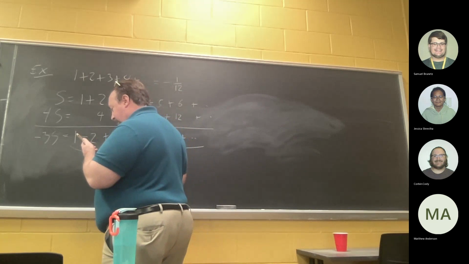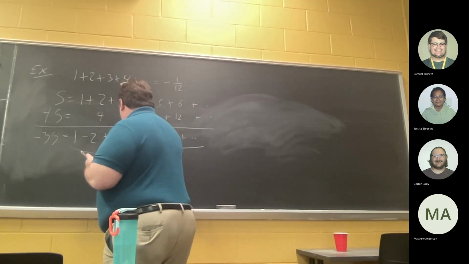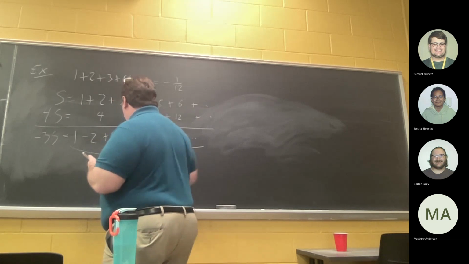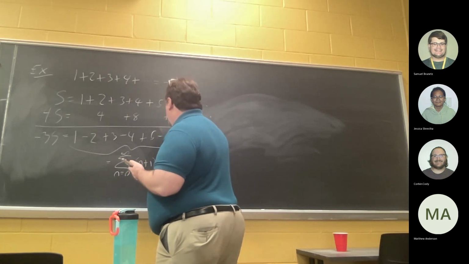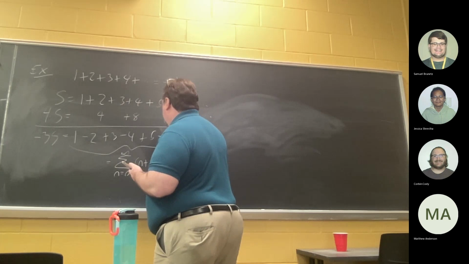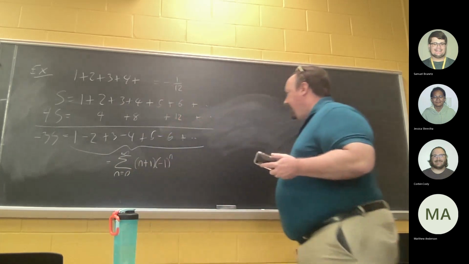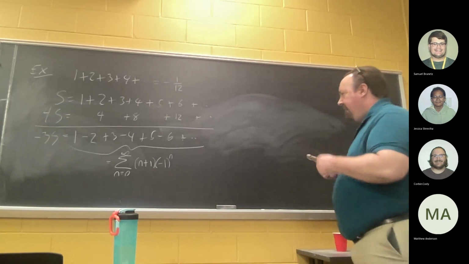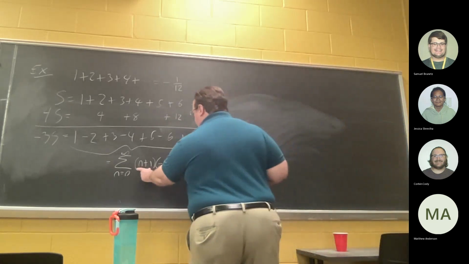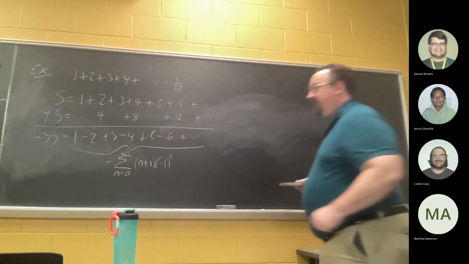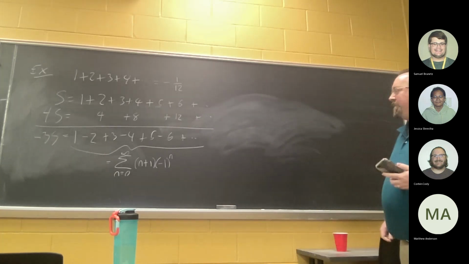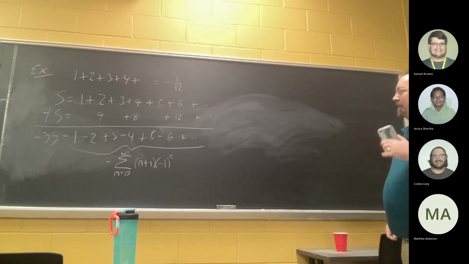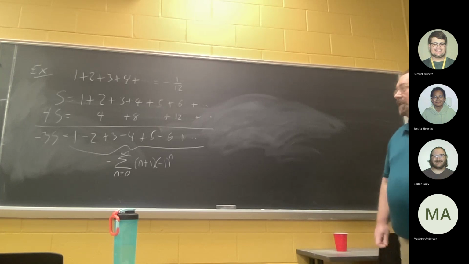Now, this series right here, I'm going to give you a formula for it. That'd be the sum from n equals 0 to infinity of n plus 1 times minus 1 to the n. So this gives us numbers 1, 2, 3, 4, 5, 6. This gives us the alternating sign. So now I'm going to think of this series as a power series, except with a specific value plugged in for x.